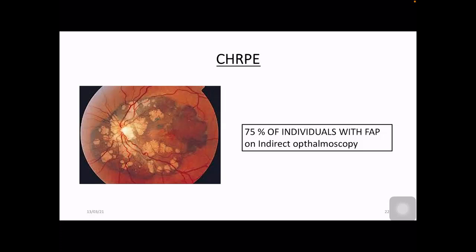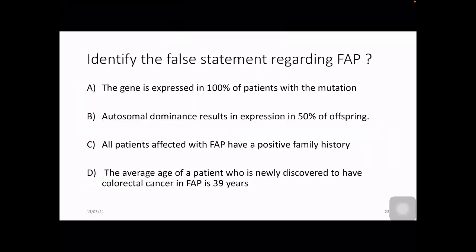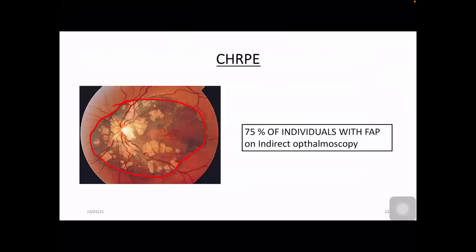So what is this thing? This is basically a congenital hypertrophy of retinal pigment epithelium, which is typically present in FAP, and almost 75% of individuals with FAP have this finding on indirect ophthalmoscopy. Okay, remember 75%, which is three-fourths of the patients with FAP, have congenital hypertrophy of retinal pigment epithelium.